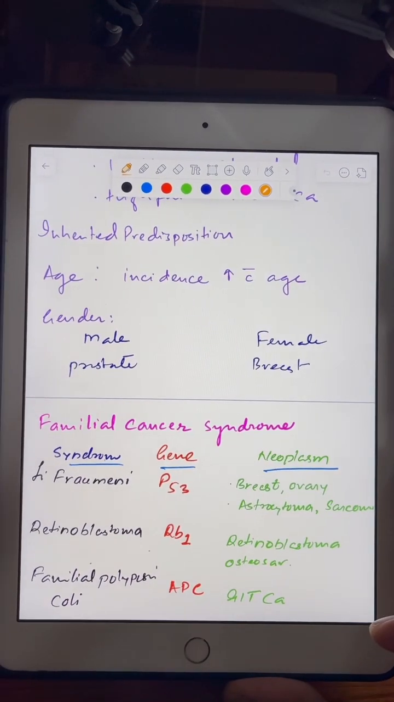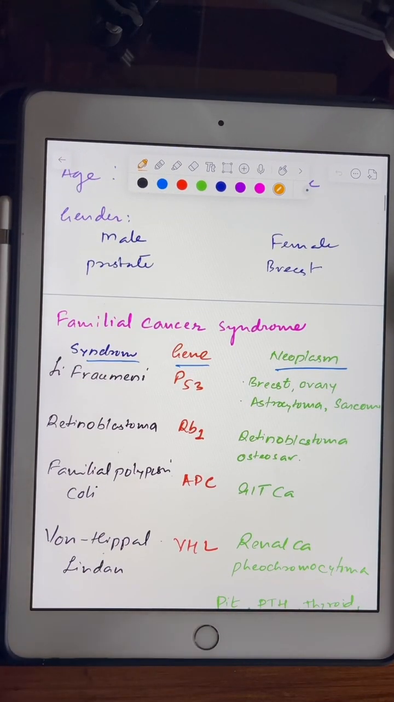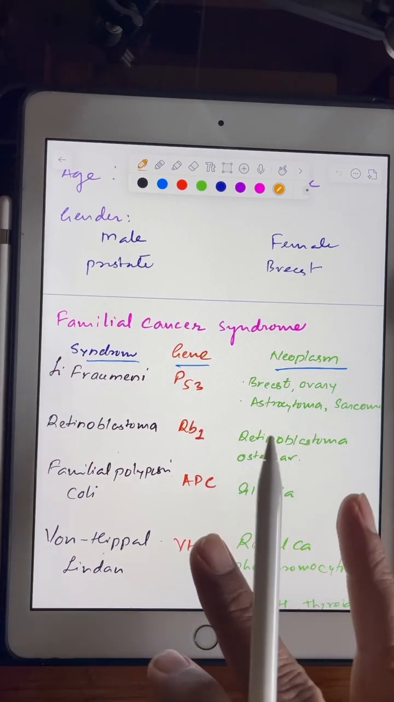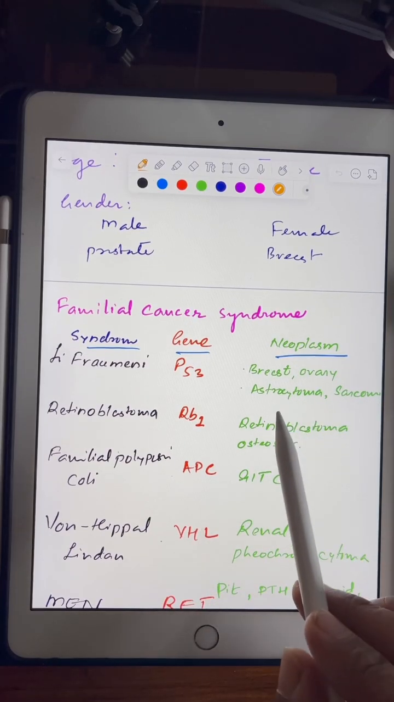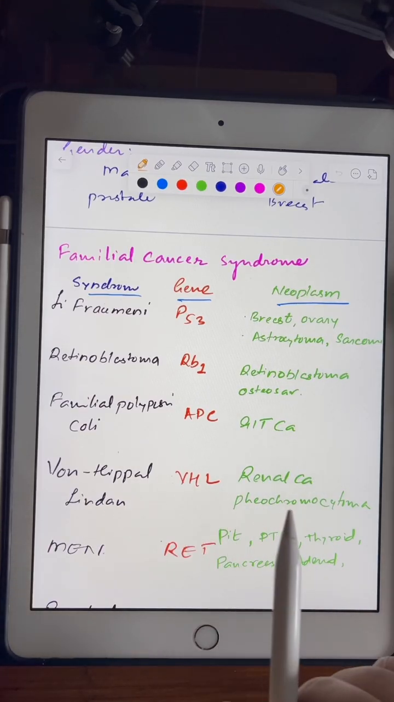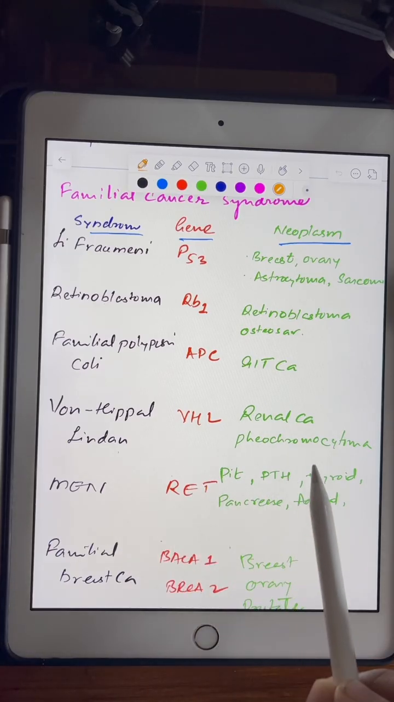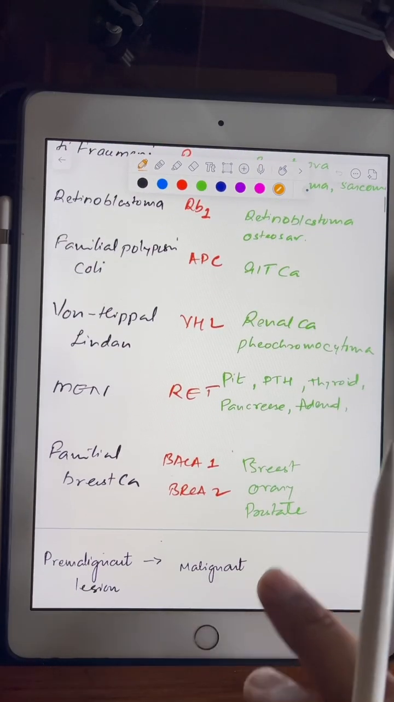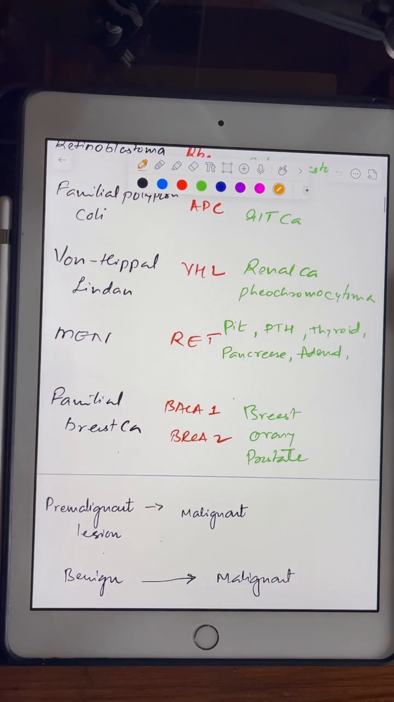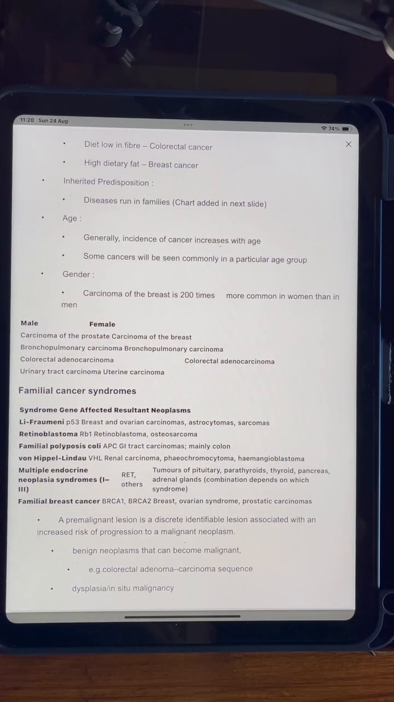Now let's see the inherited, most of the time familial, cancer syndromes, which run in families. Li-Fraumeni syndrome: the P53 gene is responsible for malignancies of breast, ovary, sarcoma, astrocytoma. Retinoblastoma gene, RB gene: retinoblastoma, osteosarcoma. Familial polyposis coli, APC gene: GIT cancers. Von Hippel-Lindau disease, VHL: renal carcinoma, pheochromocytoma. MEN, multiple endocrine neoplasia, RET gene: pituitary, parathyroid, thyroid cancers. Familial breast cancers, BRCA1, BRCA2: breast and ovary. These are the familial malignancies.